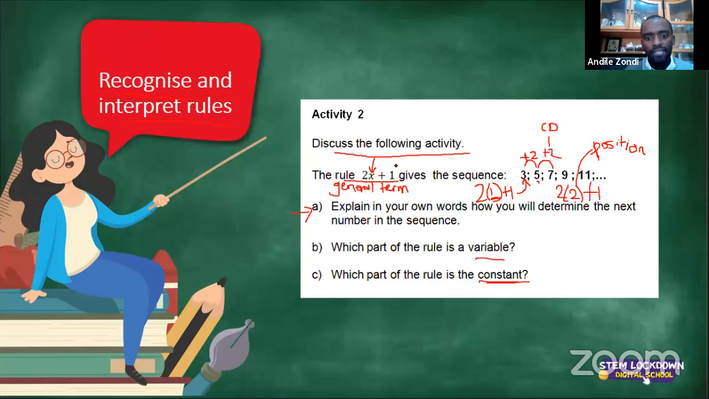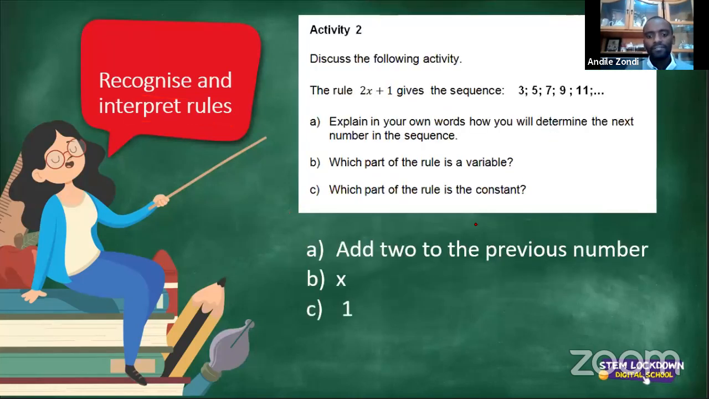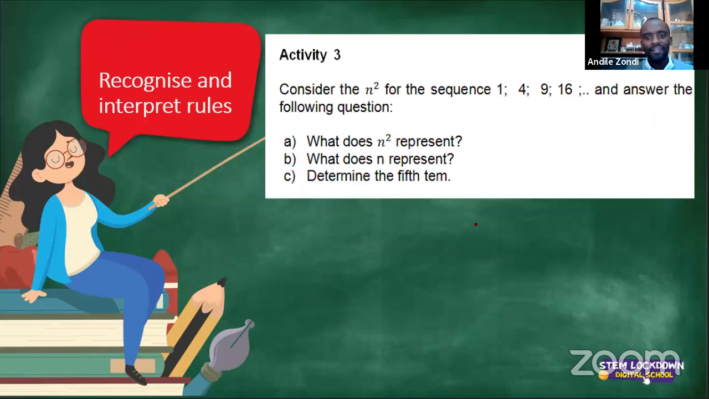There are 2 terms here, first term, second term. My internet connection is not great today, but hopefully tomorrow it will be okay. So this will be your constant. There are your answers: add to the previous number, x and 1. Next one, activity 3.